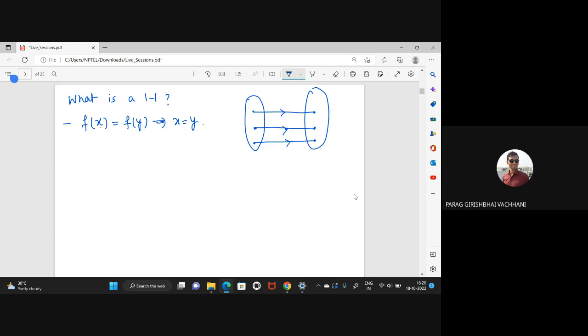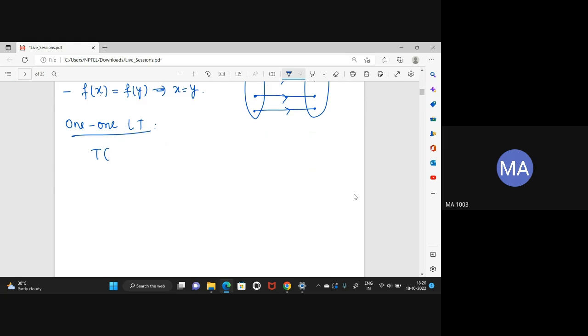Yes, madam. So the same holds for a linear transformation also. A linear transformation is said to be one-to-one if T of v1 is equal to T of v2, then v1 should be equal to v2. So you will assume this, you will prove this. If you can prove it, it is a one-to-one map. If you cannot prove it, it is not a one-to-one map, right?